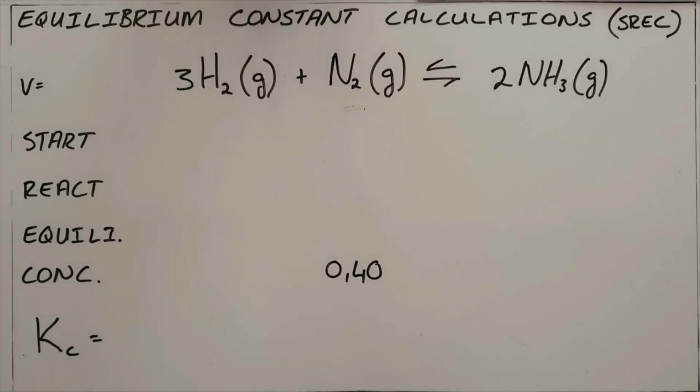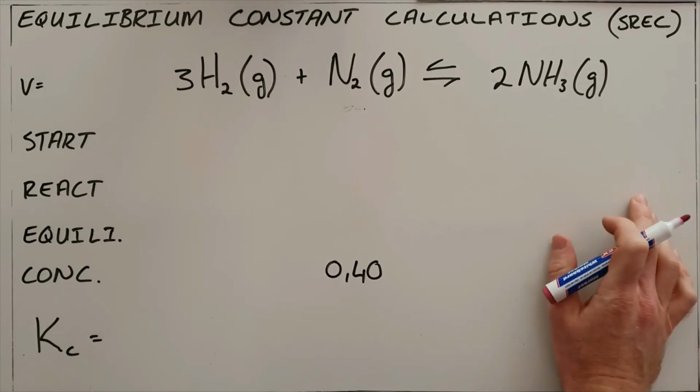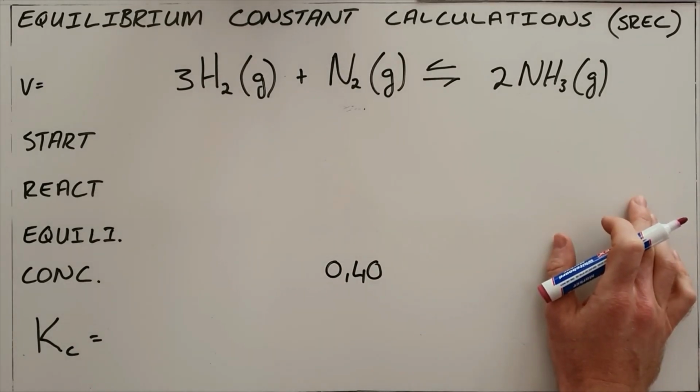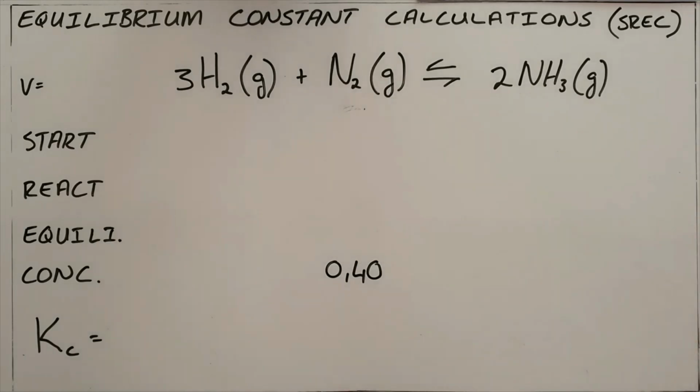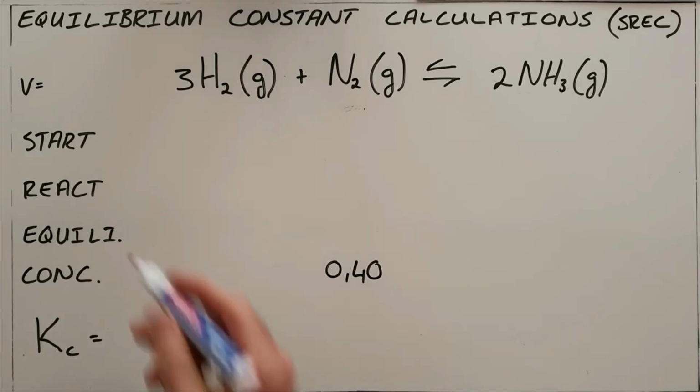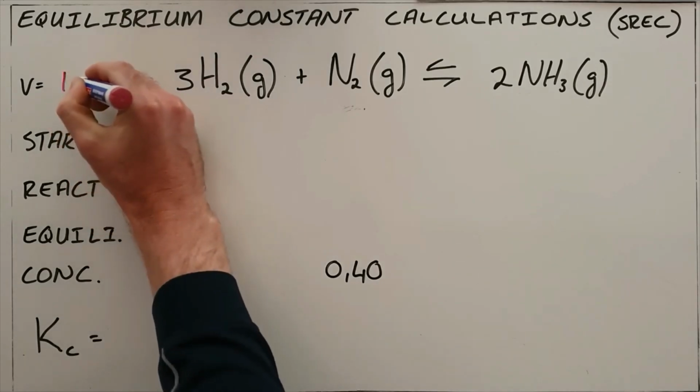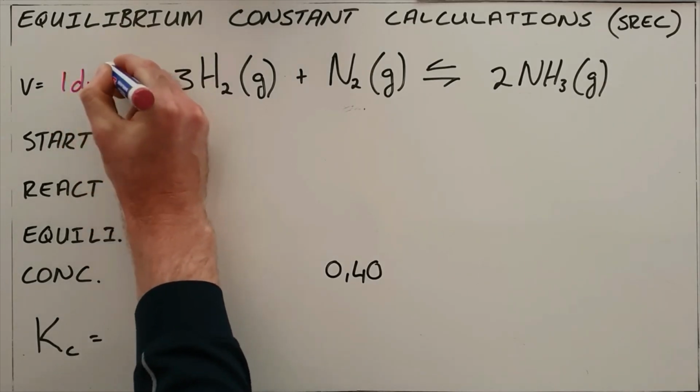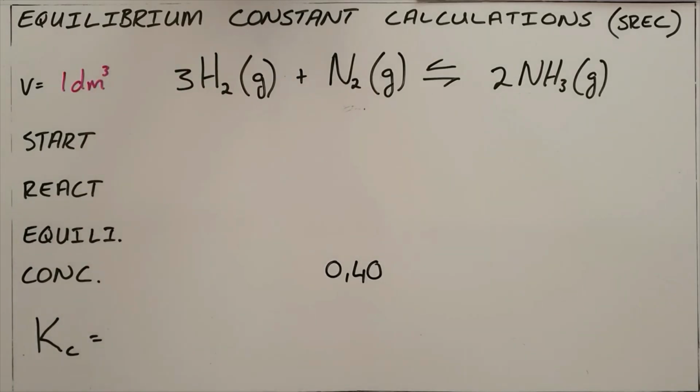A slightly more complicated example of the equilibrium constant calculation using a SREC table would be something like what we have here. Now, this question does not give you the initial volume of the container, and what that normally means is that you are allowed to decide what the volume is going to be. So the easiest decision to make is to make that volume 1 cubic decimeter, because that allows you to easily convert between concentrations and volumes.